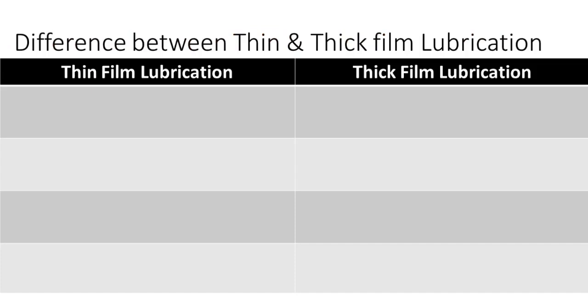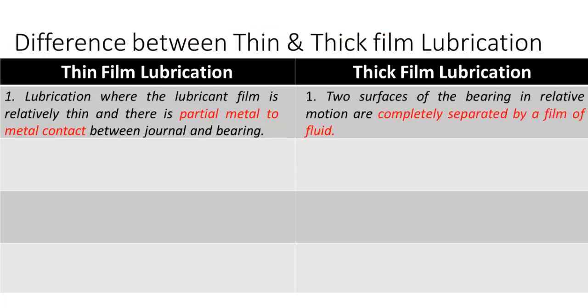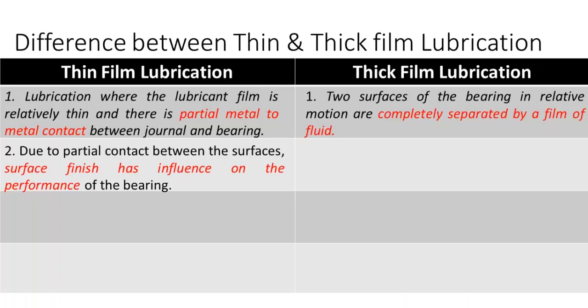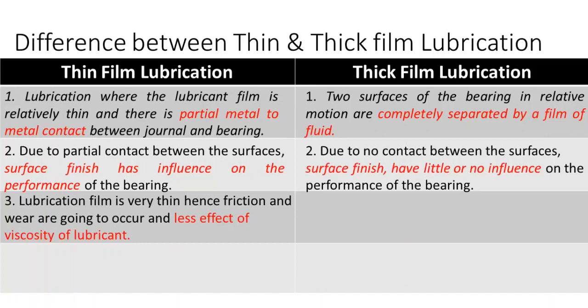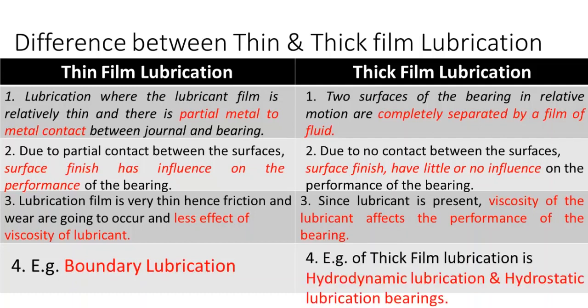If we talk about the difference between thick film lubrication and thin film lubrication, partial metal to metal contact is going to occur in thin film lubrication, while in thick film lubrication the surfaces are completely separated by a film of fluid. Due to partial metal to metal contact, the surface finish is going to be affected and it is going to affect the performance of the bearing, but the performance of the bearing is not affected in thick film lubrication. Now, the lubrication film is very thin, hence friction and wear are going to occur and less effect of the viscosity of the lubricant is going to be seen. But here the viscosity of the lubricant will be proper, the lubricant is present, and hence the performance of the bearing is going to rise. The example of thin film lubrication is boundary lubrication, while that of thick film lubrication is hydrodynamic lubrication and hydrostatic lubrication.